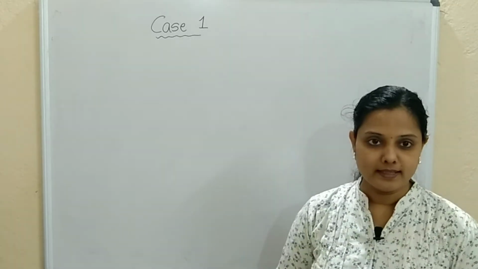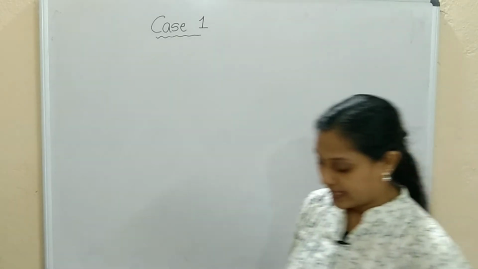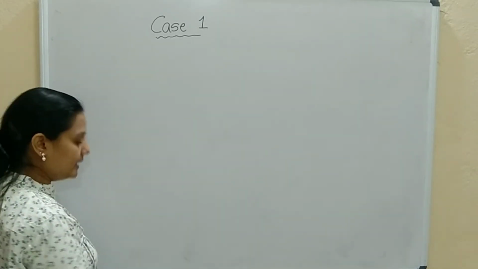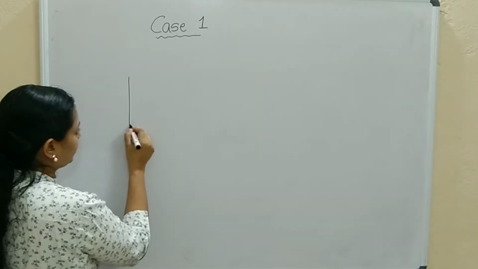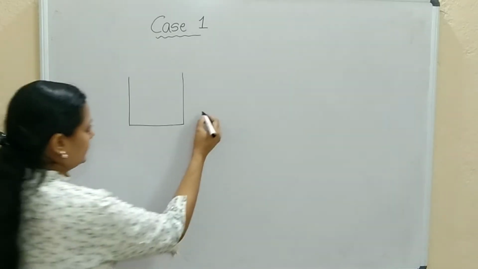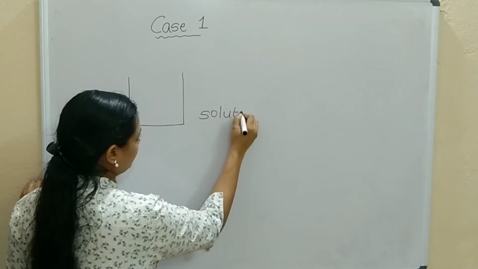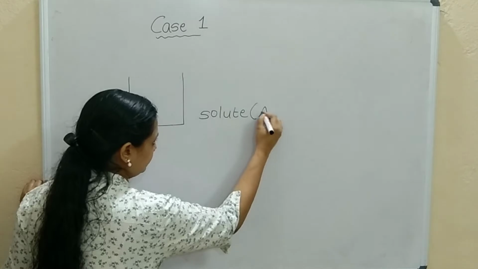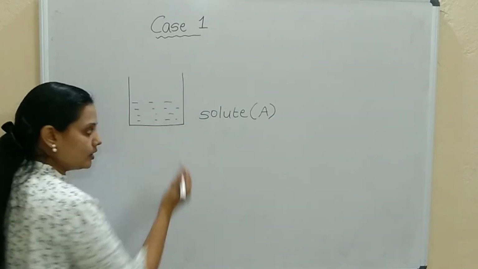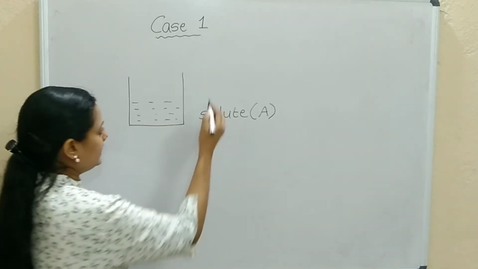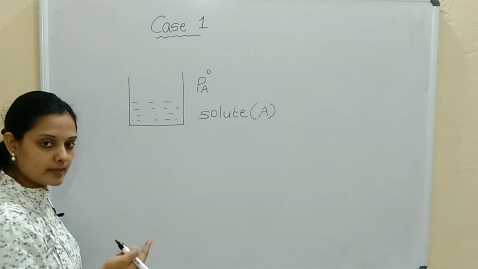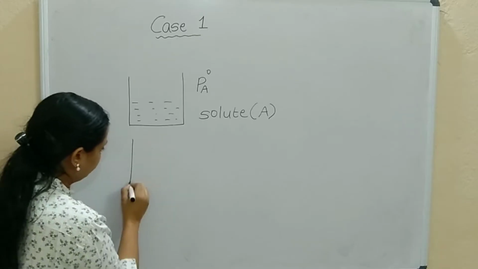Let's discuss case number 1 in Raoult's law. Case number 1 will start with solute, solvent, vapor pressure. I have taken solute here. Solute is A. The vapor pressure of the pure solute, pure substance, will be PA degree. Pure substance, so I am writing it as degree.